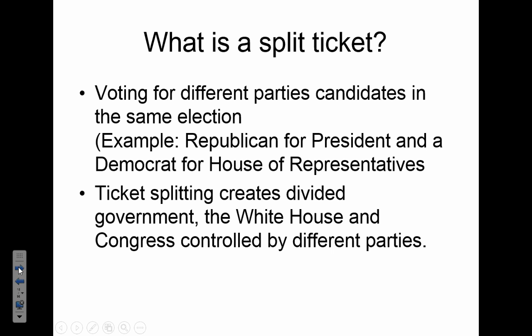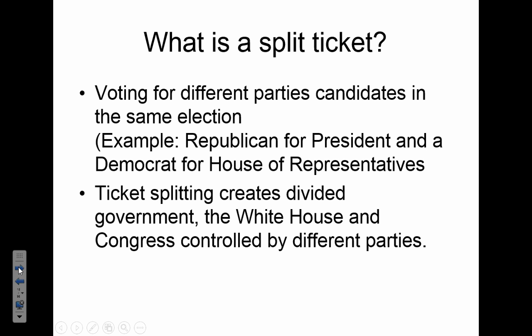Theoretically, to get anything done, there has to be a compromise, doesn't there? It seems like maybe nobody's happy, but nobody's mad either, in a sense. We both get a little bit of something. Nobody gets exactly what they want. Theoretically, it forces Congress and the president to compromise. They have to work together to get anything they want.